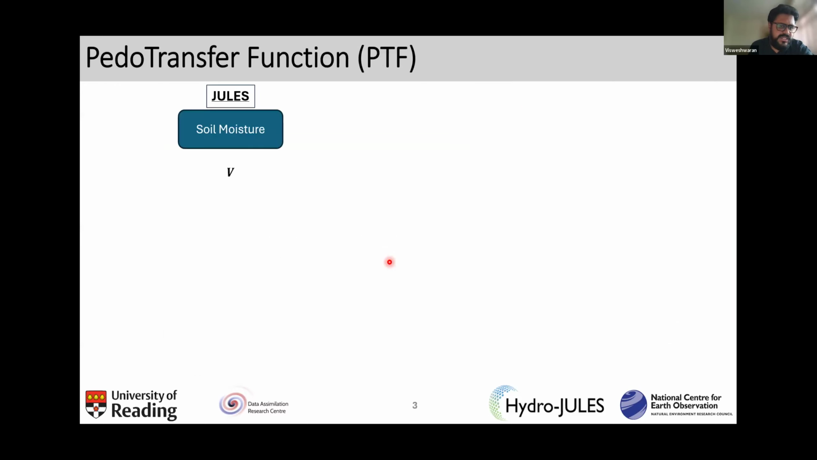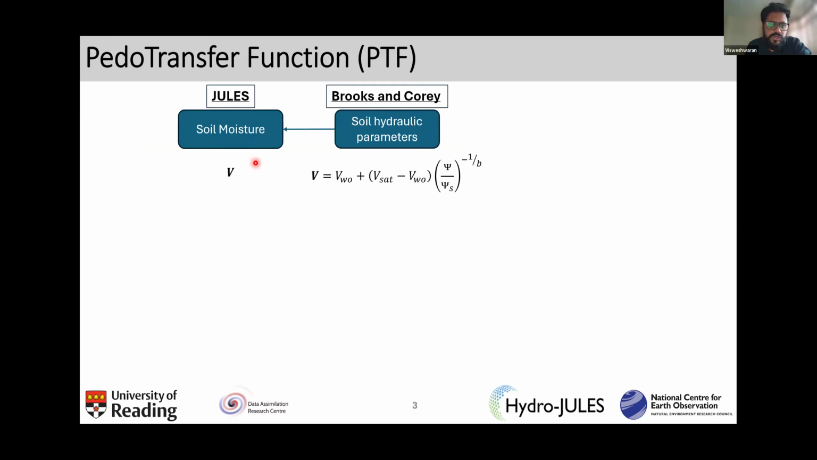To estimate the soil moisture V, JULES provides two options in its soil hydraulic module, and we have chosen the Brooks and Corey method, which is defined by this equation. If we know the saturation and the wilting point of the soil, and the hydraulic properties, then we can estimate the soil moisture. But these parameters are not easily available.